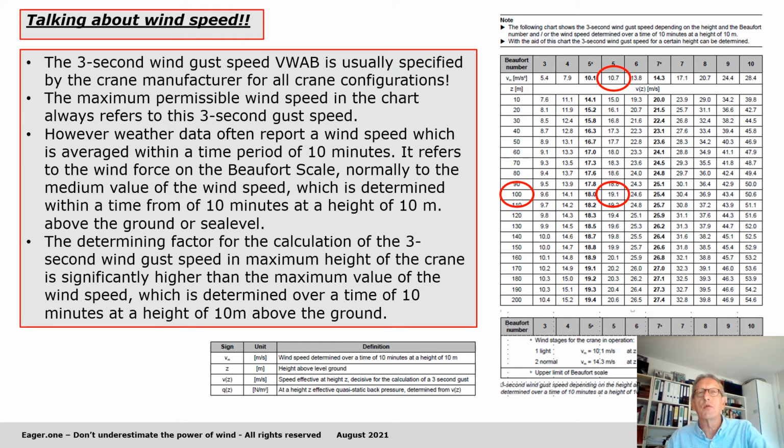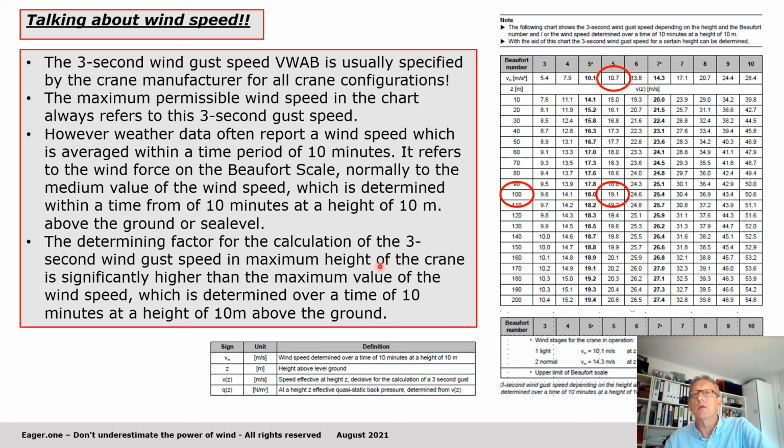When we are talking about wind speed, it is very important that we use the right figures. Listen to the radio, you often get a Beaufort number in accordance with the Beaufort scale. But this Beaufort scale gives you the average wind speed over a period of 10 minutes at a level of 10 meters above ground or sea level. And this is a speed which is not important in the lifting business, because here we use the 3-second wind gust speed at the maximum height of the crane.